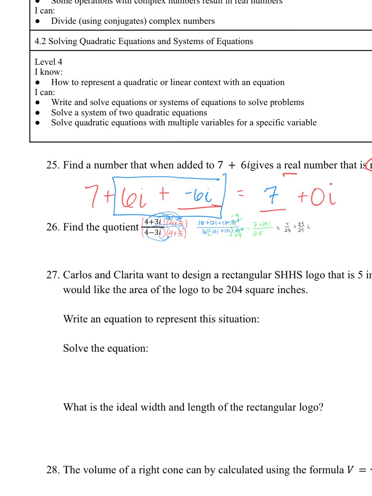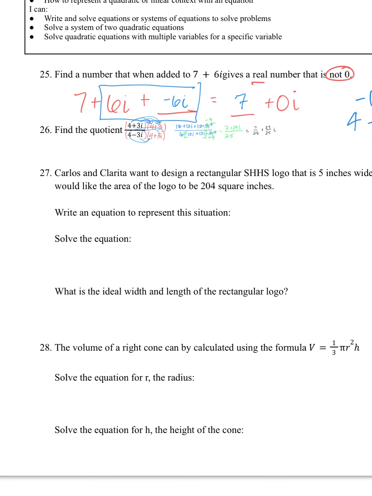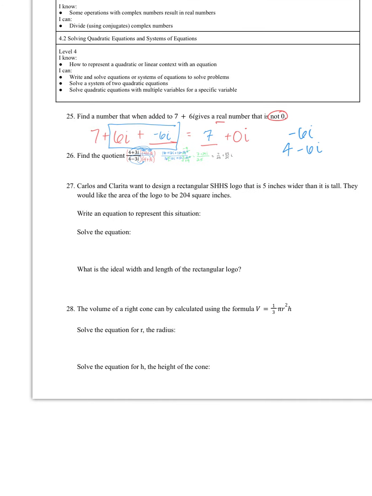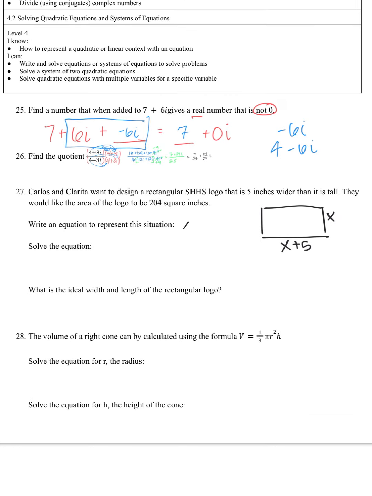Okay. Carlos and Clarita, we all love Carlos and Clarita, want to design a rectangular Salem Hills High School logo that is 5 inches wider than it is tall. They would like the area of the logo to be 204 square inches. So they're going to make this rectangular logo, and they want it 5 inches wider than it is tall. So I'm going to call the height x, and this would be x plus 5. So the area would be x times x plus 5. And they want it to be exactly 204 square inches.